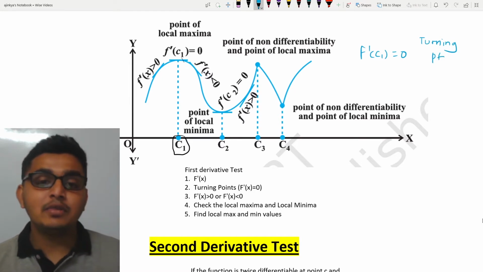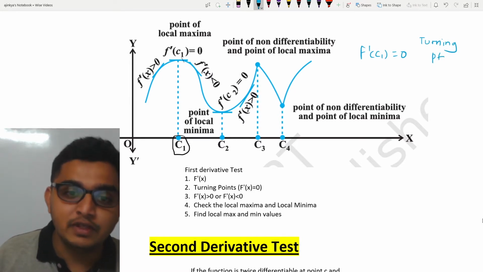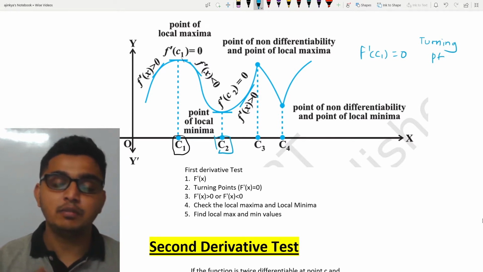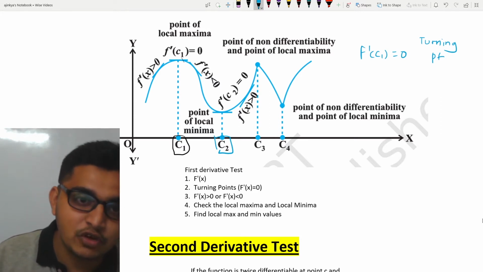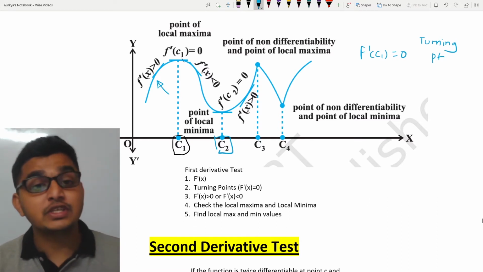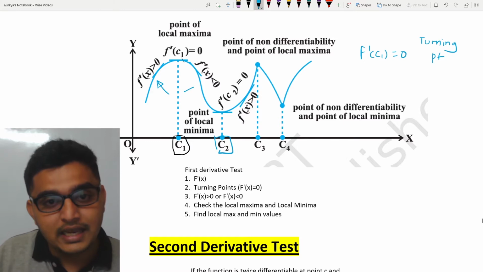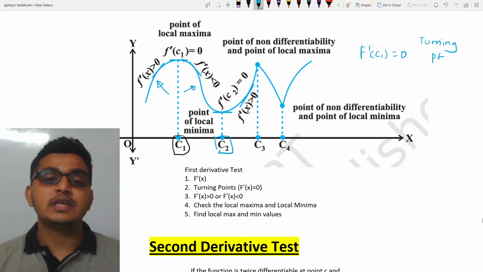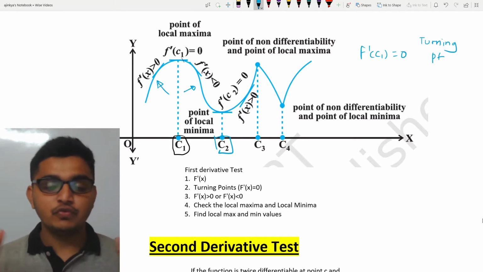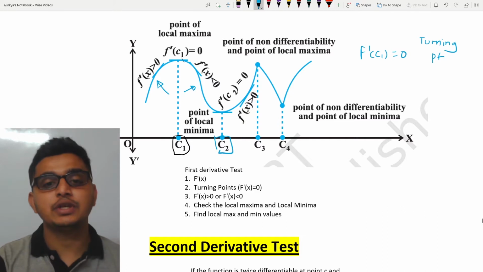At that turning point, similarly with point C2, we had to check the function coming before it, where f dash of x should be greater than 0, and the one which comes later, f dash of x should be less than 0, for the condition to be satisfied if the point is to be a point of local maxima. So we have successfully done this, but we had a few steps in order to do it.